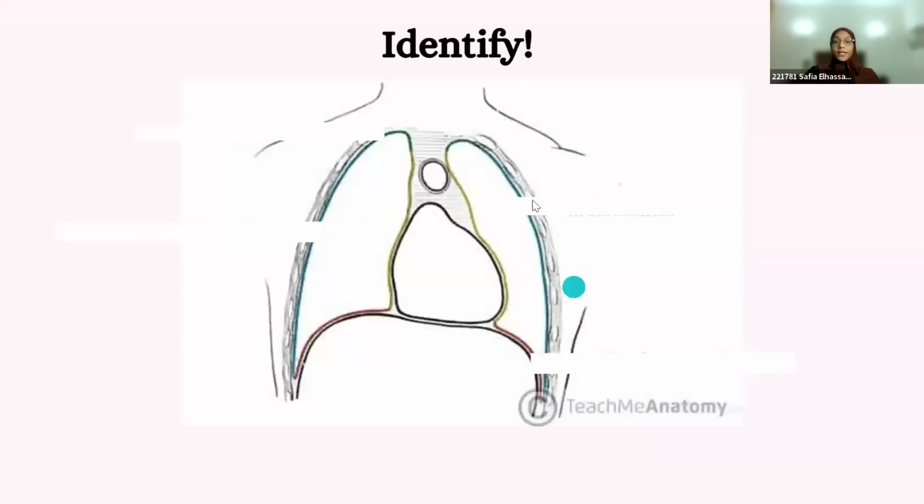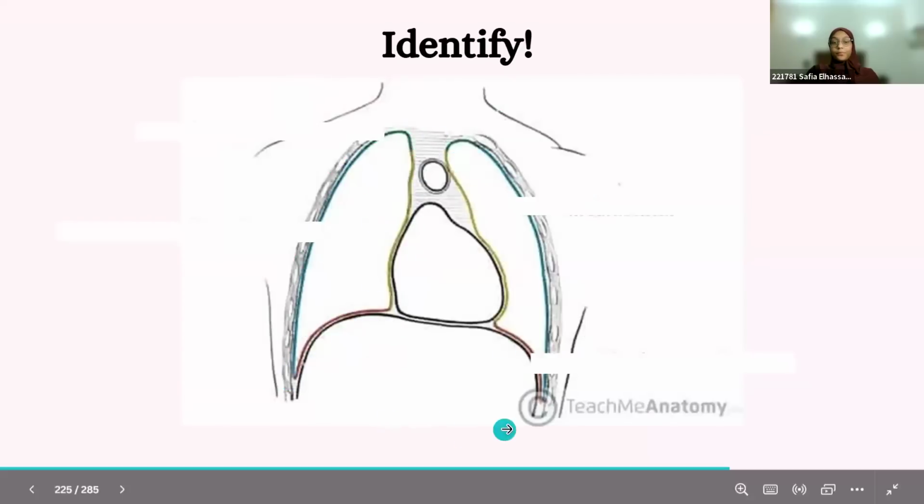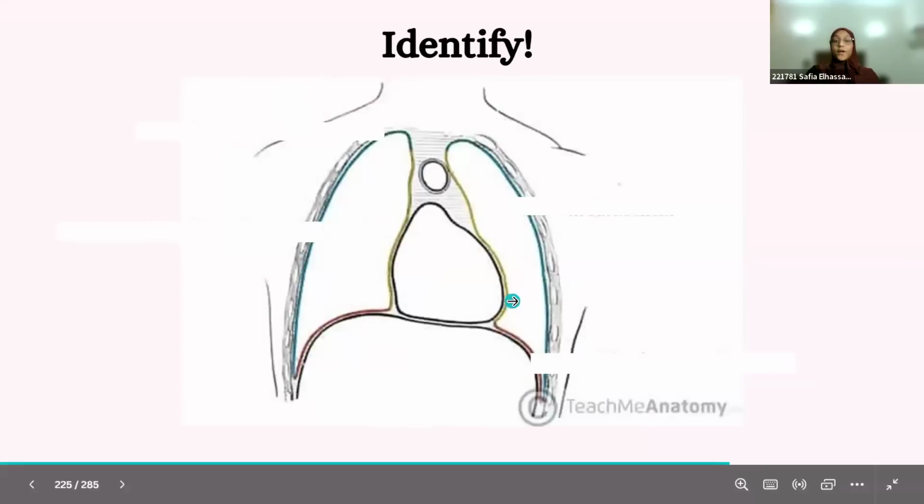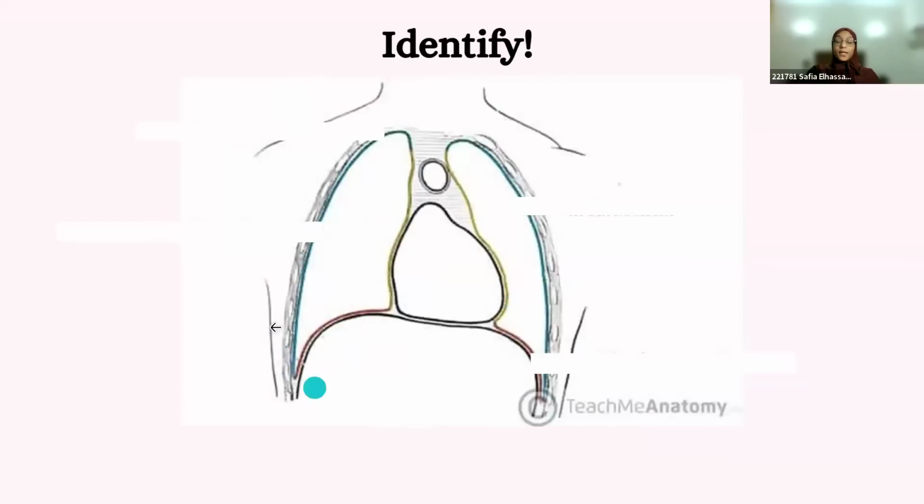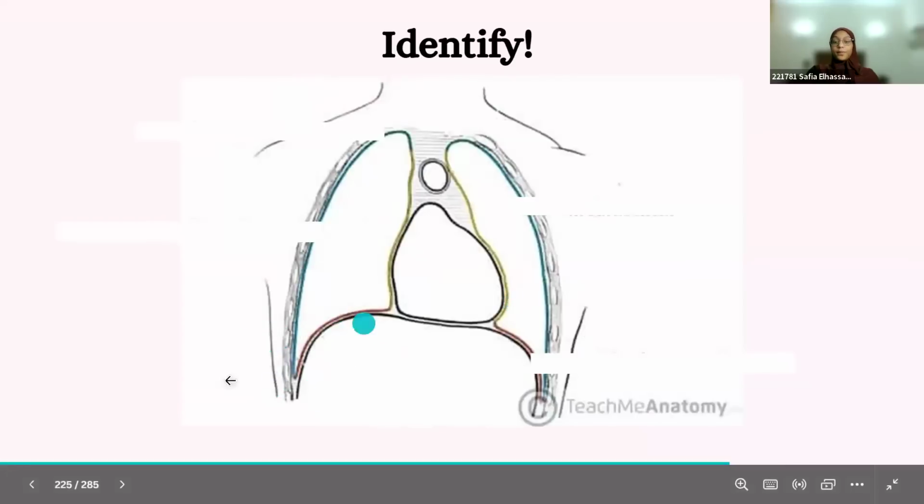All right, and identify the different parts of the pleura. So this would be the costal pleura, this would be the diaphragmatic pleura, this would be the mediastinal pleura, and up here would be the cervical. And if you have fluid buildup for any reason, you would see that the angle of the costodiaphragmatic recess is reduced.